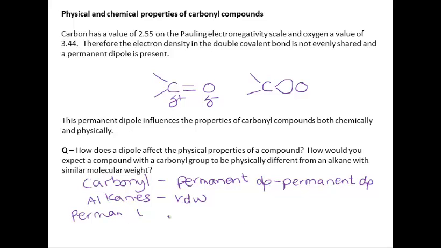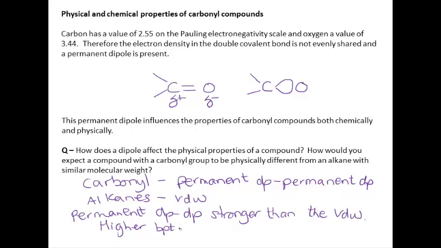So we also need to compare these intermolecular forces, and in this case the permanent dipole is stronger than the van der Waals. So what is the consequence for this in terms of physical properties? It's likely that the carbonyl will have a higher boiling point and therefore is more likely to be a liquid at room temperature, compared to the alkane.